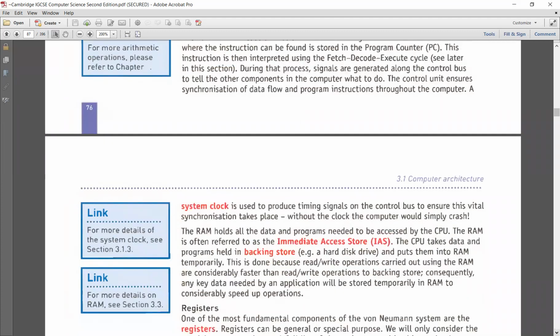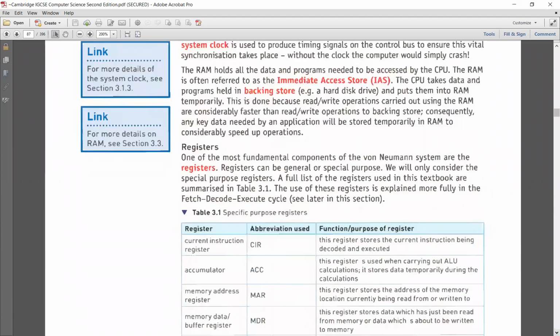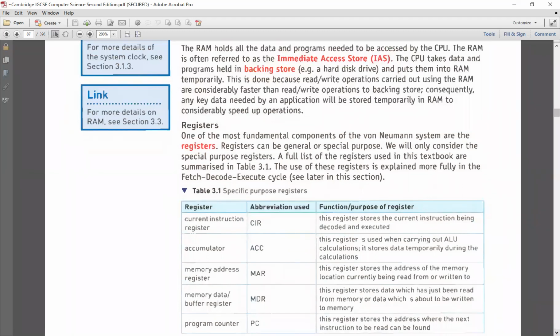One very important term that you need to focus on is the alternate word for RAM. RAM is a term that you already are aware of, random access memory. And along with that, we sometimes use the term IAS for it as well, which is an alternate word for RAM. Either you say RAM or you say IAS, they both mean the same. It is immediate access store. So now the one more thing that you need to focus on is registers. Registers are basically general purpose registers or special purpose registers, and what we will be focusing on are the special purpose registers.